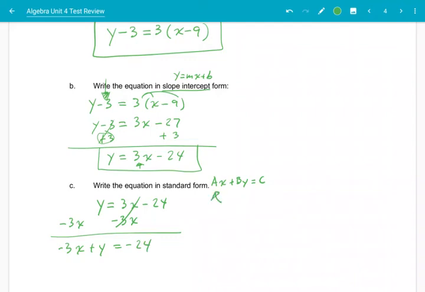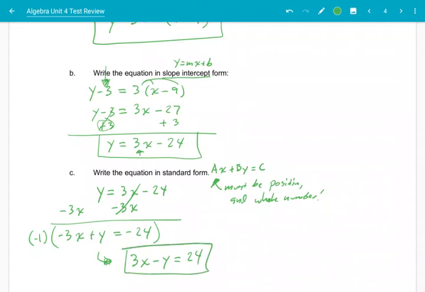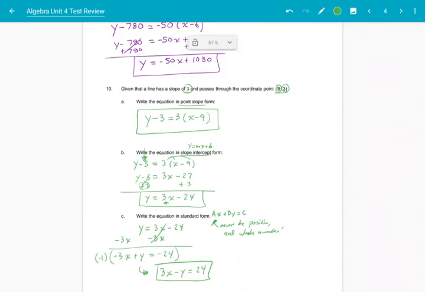But this must be positive, and a whole number. It's already a whole number, so let's make it positive. We're just going to multiply the entire thing by a negative 1. And all that does is just change the signs. So we've got 3x minus y equals 24. There we go. All right.